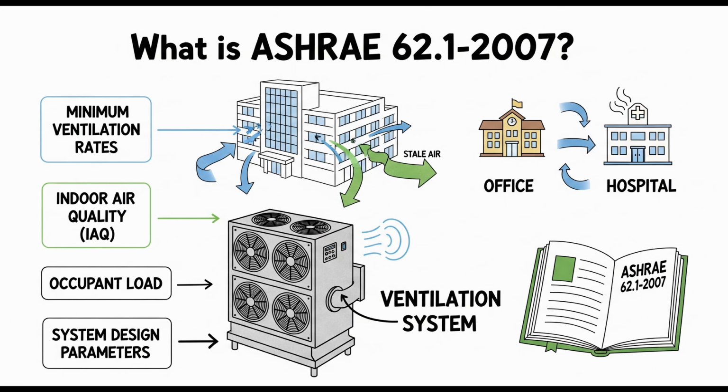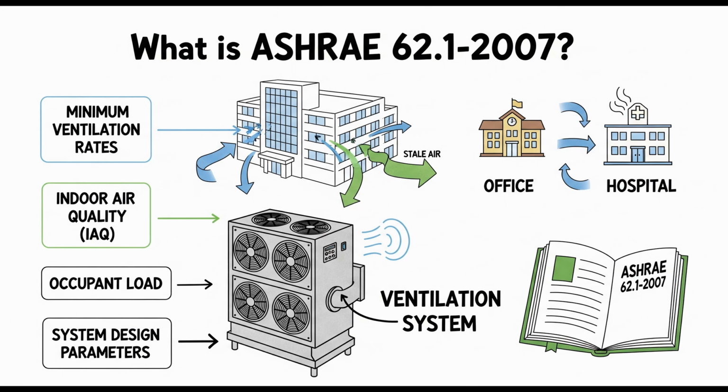And the VRP section also covers exhaust ventilation requirements, section 6.2.8. Certain spaces, like restrooms, kitchens, labs, need dedicated exhaust fans pulling air out at specific rates, listed in Table 6-4. Got it. Okay, that's the VRP. What about the other one, the IAQ procedure?